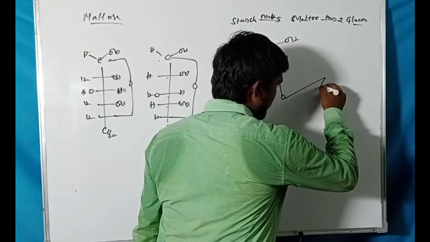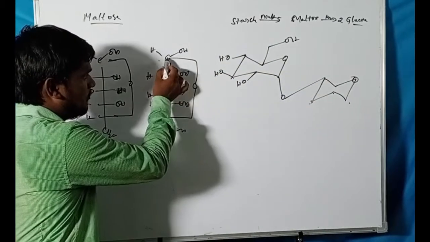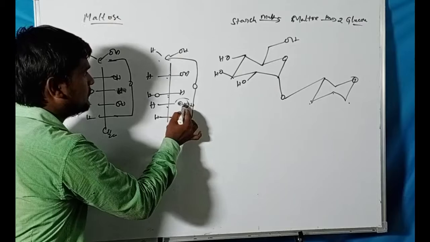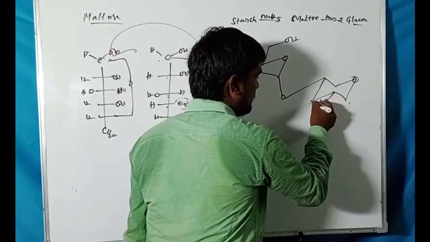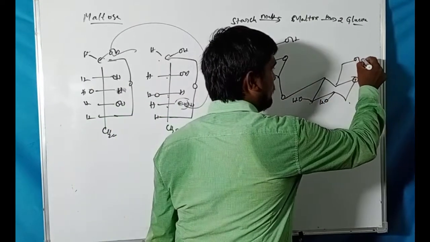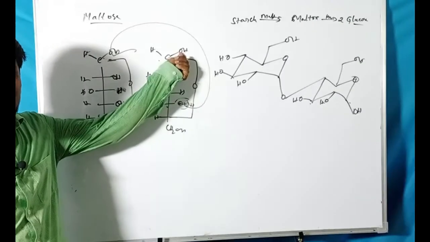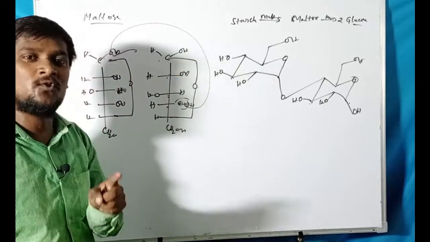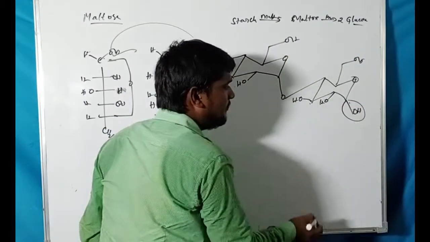Now here the fourth position, 1, 2, 3, fourth position. The fourth OH can attach to the anomeric carbon of the other glucose moiety, losing a water molecule. Here it is the bottom side, that's why I have written the OH like this. Now here it has one free OH moiety. Why? Because the anomeric carbon of the first glucose moiety is connected to the fourth position of the other glucose moiety. That's why it has a free OH.